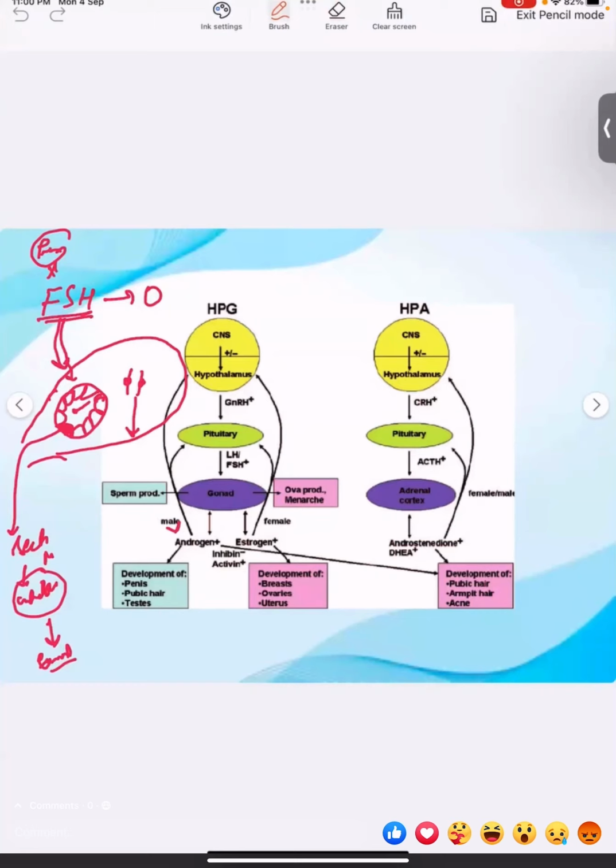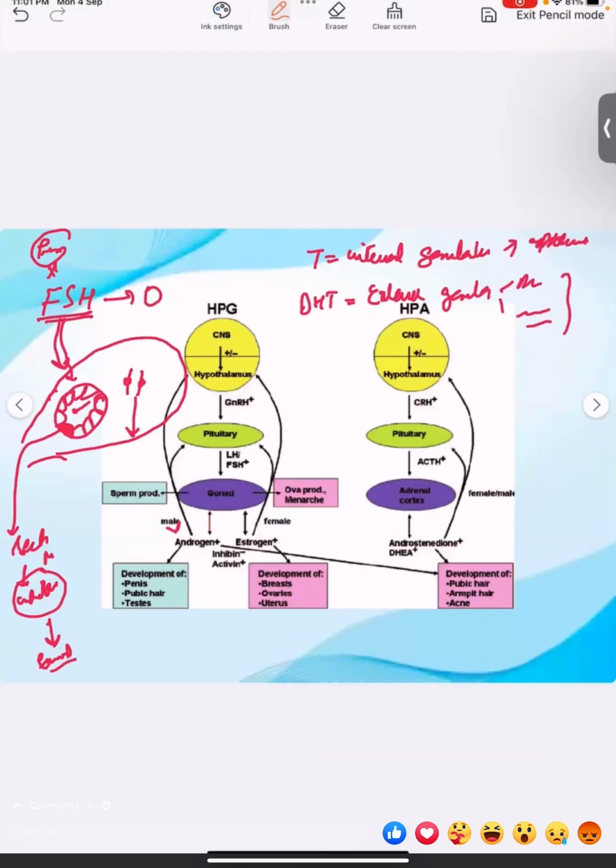Okay, the function of the testosterone in case of male is the formation of the internal genitalia, right? And dihydrotestosterone is the formation of the external genitalia. You got my point? Like penile formation, testicular enlargement. Internal genitalia, epididymis, and all other seminal vesicles and other tubules. This is the main function of the testosterone.